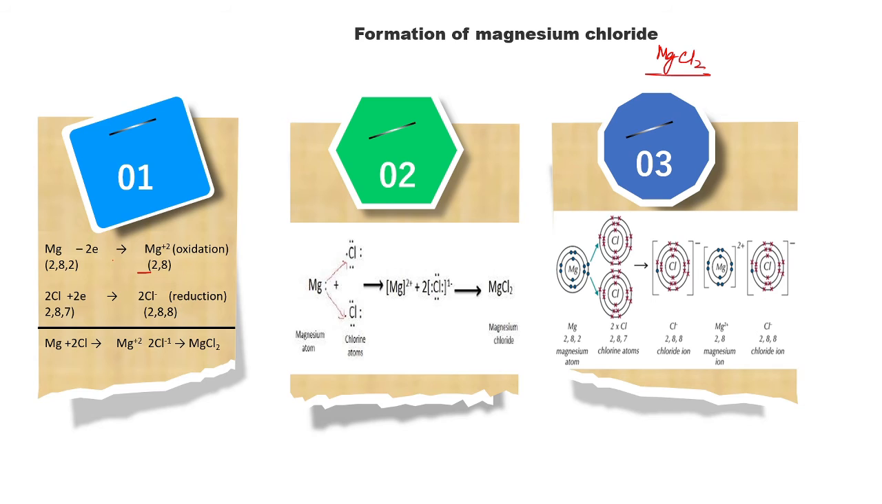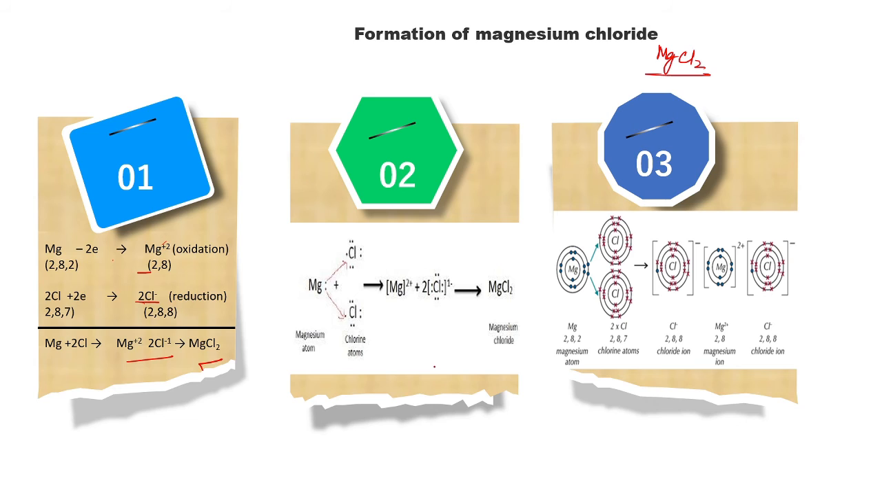So in order to maintain the electrical neutrality, 2 electrons are donated and 2 electrons need to be accepted, so 2 chlorine atoms will accept 1 electron each. Okay. Therefore, we write 2Cl plus 2 electrons will give 2Cl minus. This is the ionic representation, and on combination, after the transfer of electrons, they will form MgCl2.